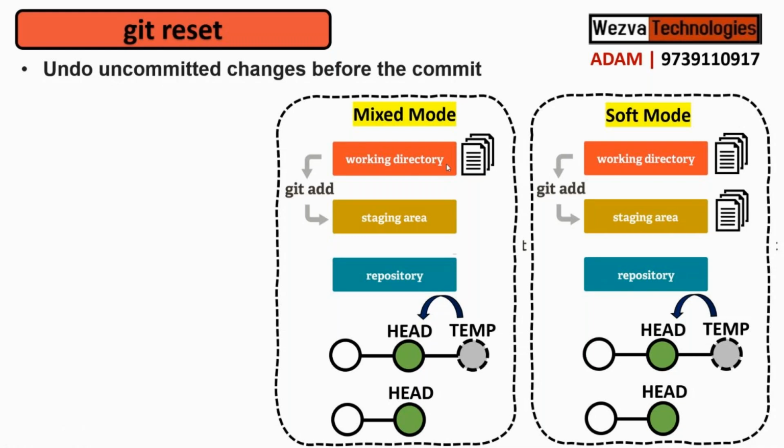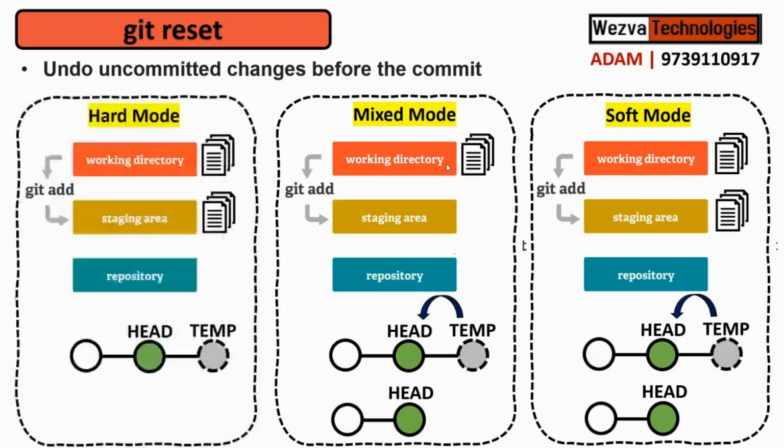And that's where the third mode we have is hard mode. Now, when you do a reset in hard mode, what will happen? It will remove the temporary reference, it will remove from the staging area, and it will also remove from the working directory. So all three will happen together.